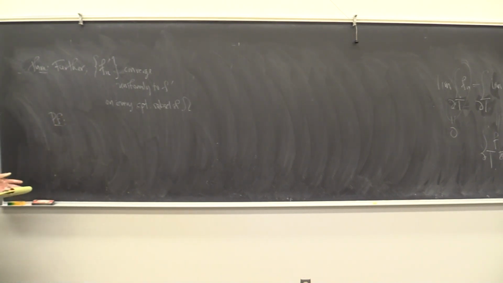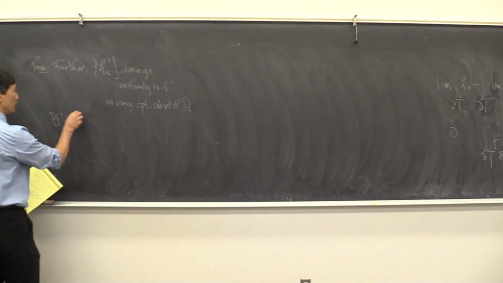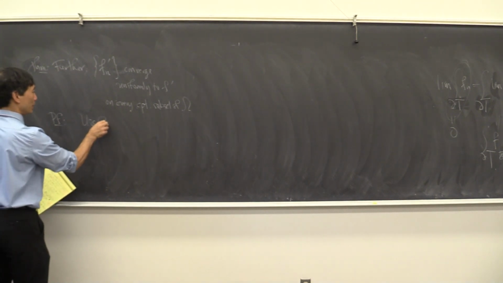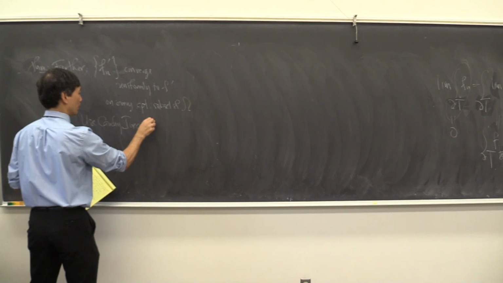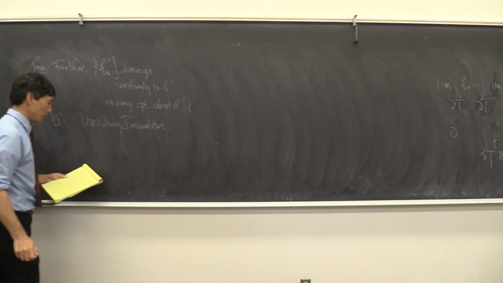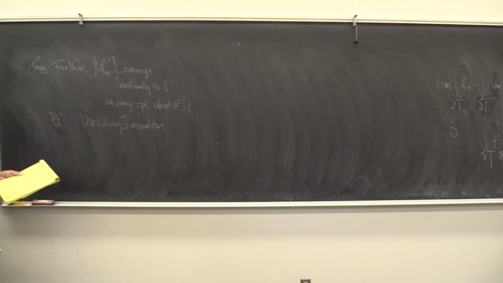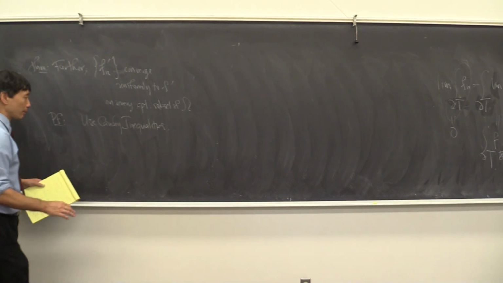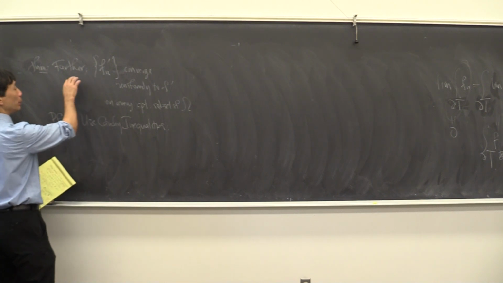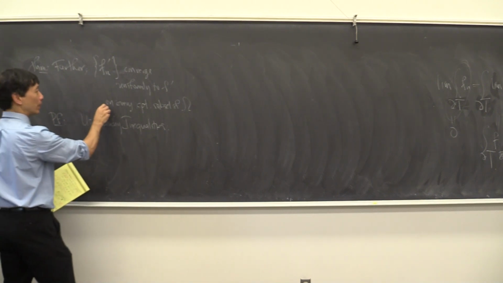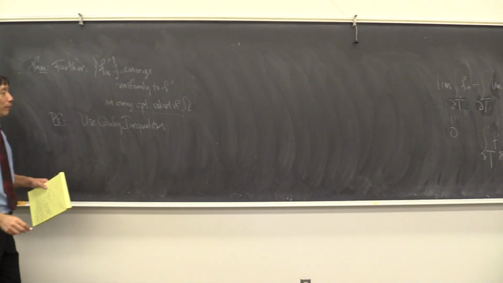The proof basically just uses the Cauchy inequalities. So, we use the Cauchy inequalities. Okay, so we're trying to show uniform convergence of the derivatives on every compact subset of omega.